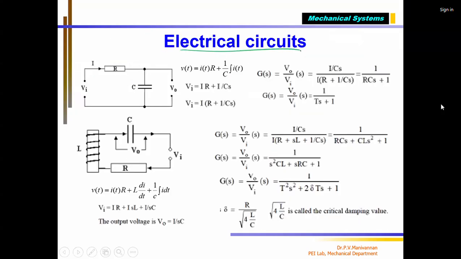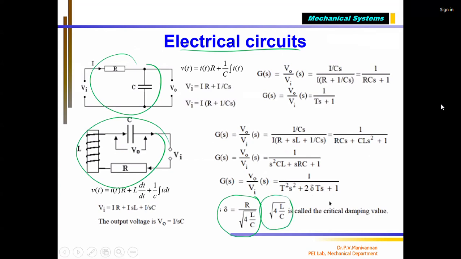Then we saw the electrical system, the RC circuit and RLC circuit, and how to develop the transfer function. Damping will be there again. This is called critical damping and time constant T. Please note down that time constant T is equal to the root of RC, because you can see here T square is nothing but RC. So the root of RC is going to be the time constant.